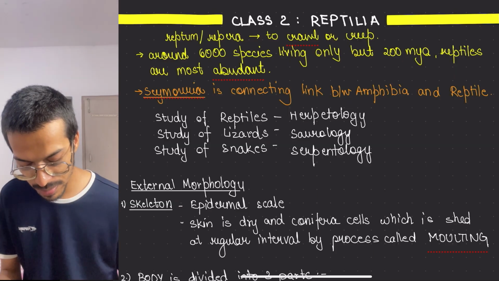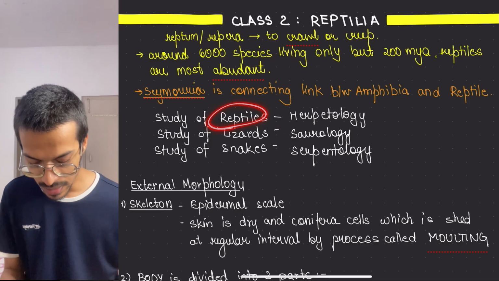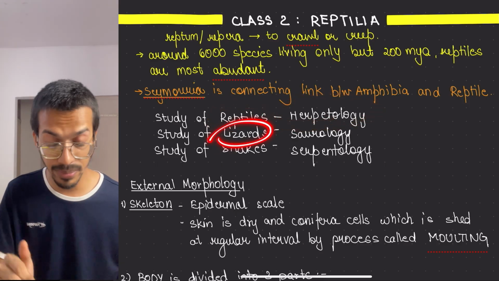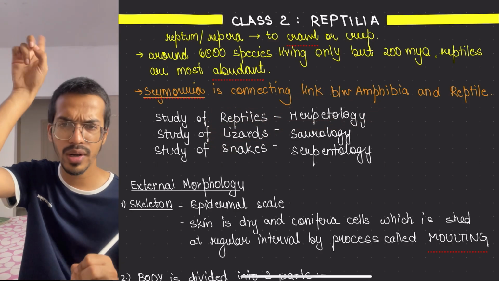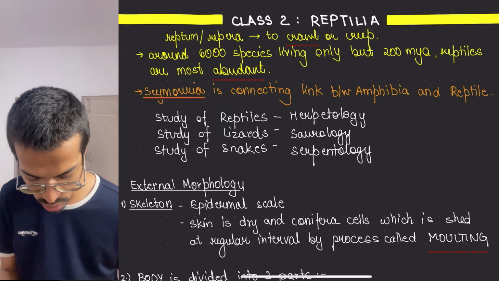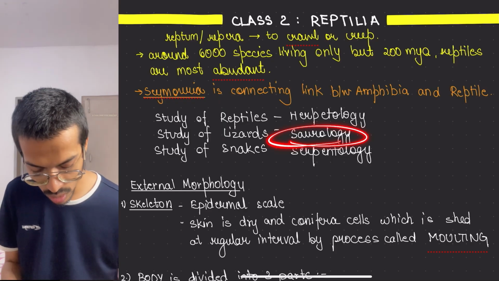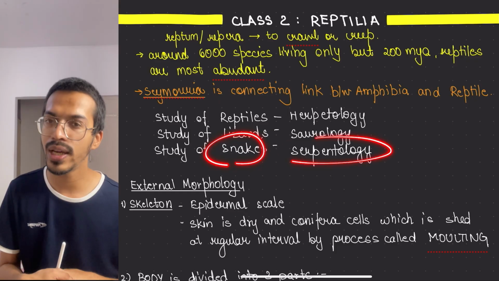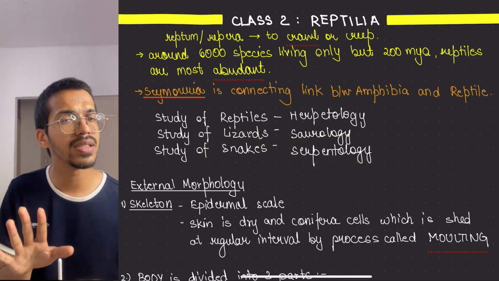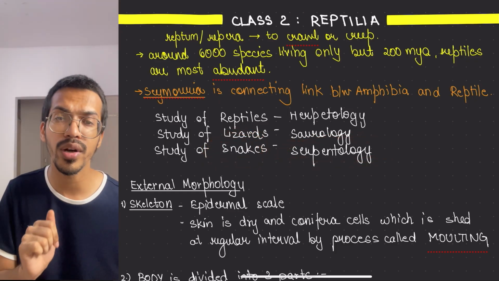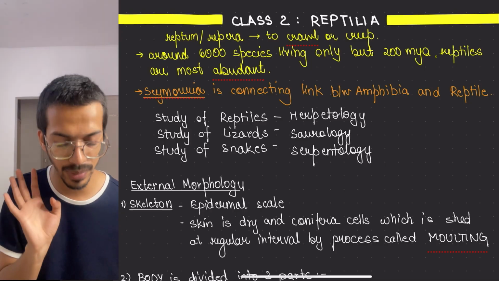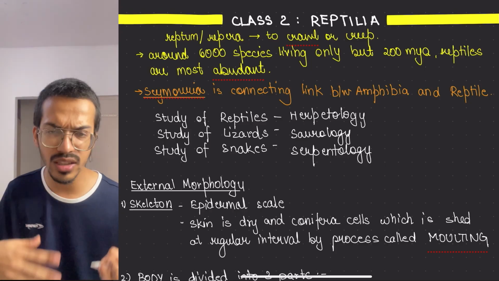Now the study of reptiles is called herpetology. Lizard study, which also comes under reptiles because they crawl on our walls, is saurology, and the study of snakes is serpentology. How will you remember it? The word serpent is used in Harry Potter. If you have seen Harry Potter, you will remember it.